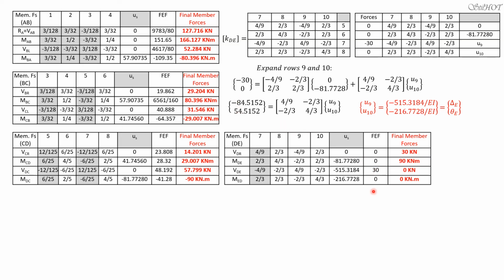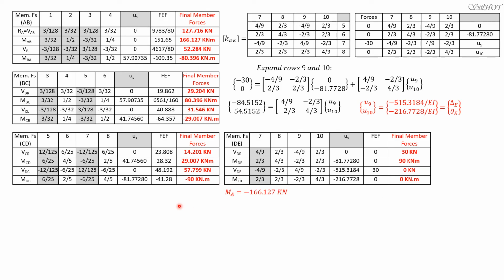So that's the meaning. So for the first entry, 2/3 times negative 81.7728 plus negative 4 over 9 times negative 515.3184 plus 2/3 times negative 216.7728 plus 0 equals 30. Then try to verify the rest. So actually, because at the overhanging end, there should be no shear, no moment at the overhanging end. So that checks our answer.